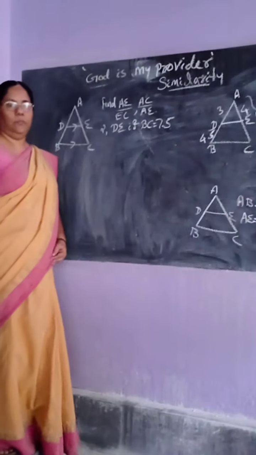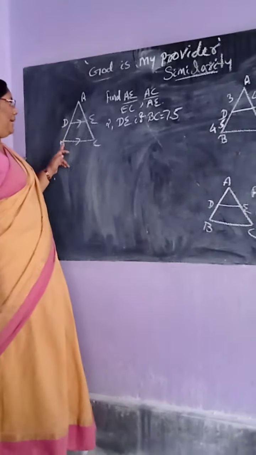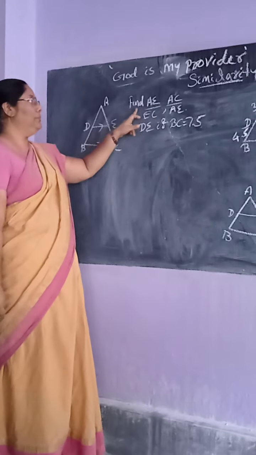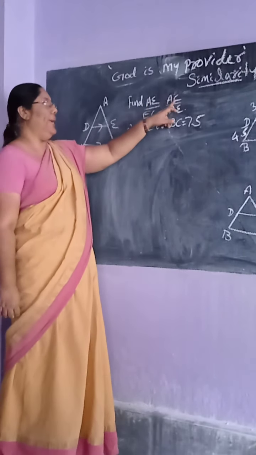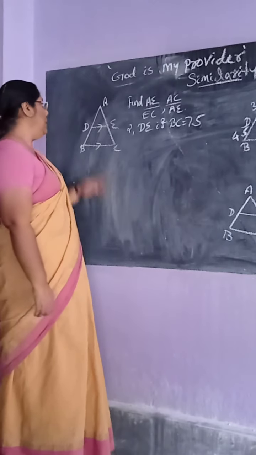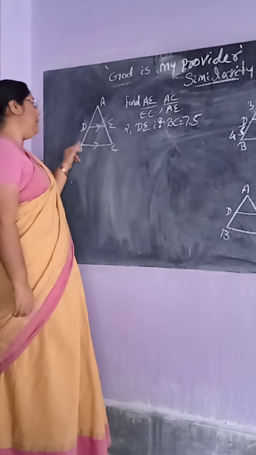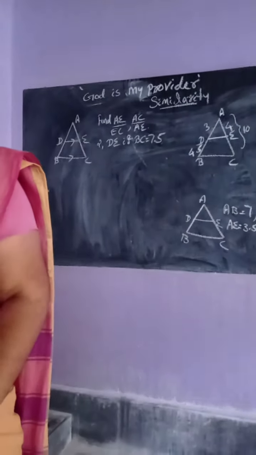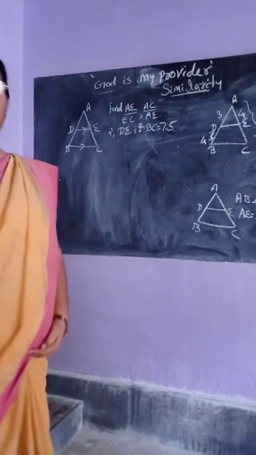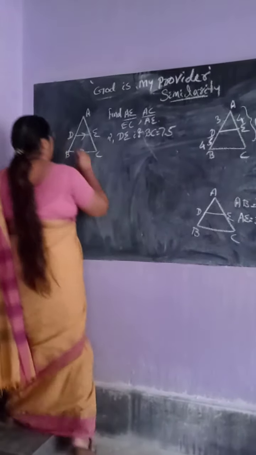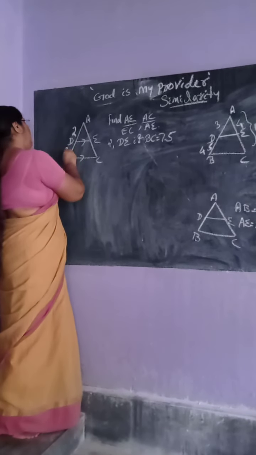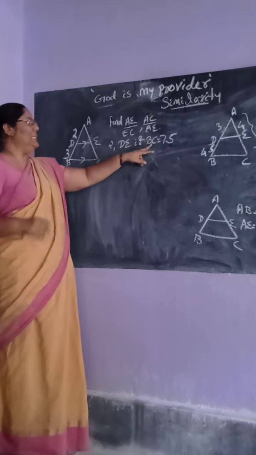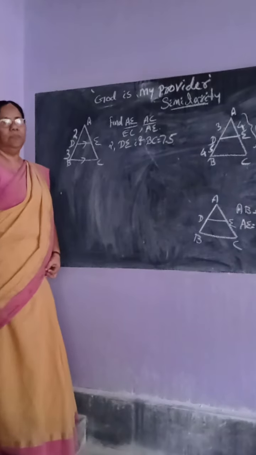Write one question. Draw the figure. Same figure ABC, DE parallel to BC. Then find AE by EC and AC by AE if AD by DB is equal to 2 by 3. AD by DB is 2 by 3, that is given in the question. Then second part, find DE if BC equal to 7.5. All of you look here.